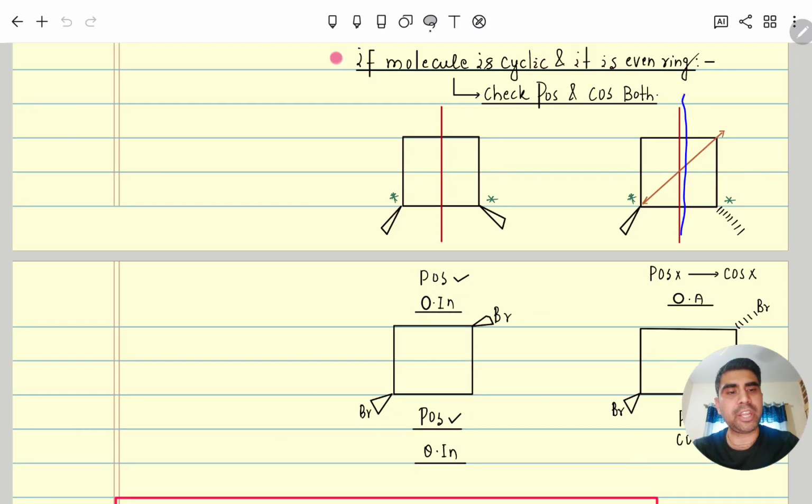Here the plane of symmetry is not there. Why? Because one methyl is up, whereas one methyl is down. So the plane of symmetry is not there. Then we will proceed to the center of symmetry. If here diagonally up, then here diagonally down should be there. So COS is not there. So both are not there, meaning this compound is optically active.